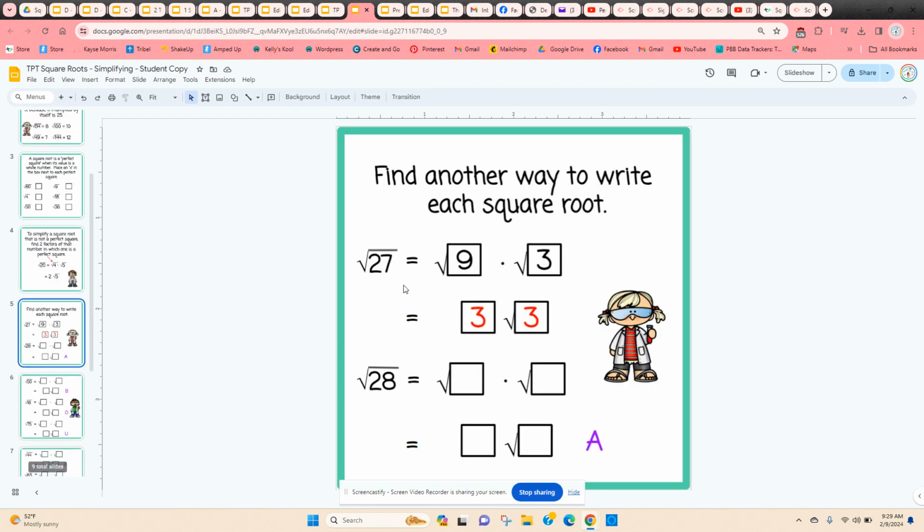There's another example on the next slide. Square root of 27, we can divide that into square root of 9 times the square root of 3, because square root of 9 is a perfect square. And we get our answer of 3 square root of 3.